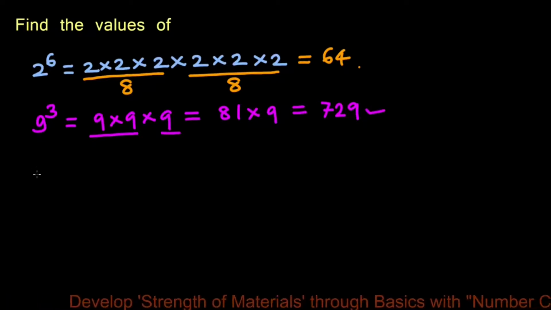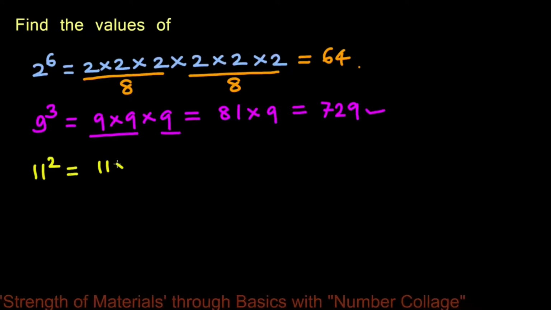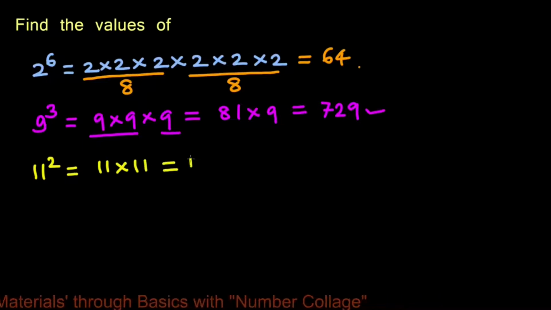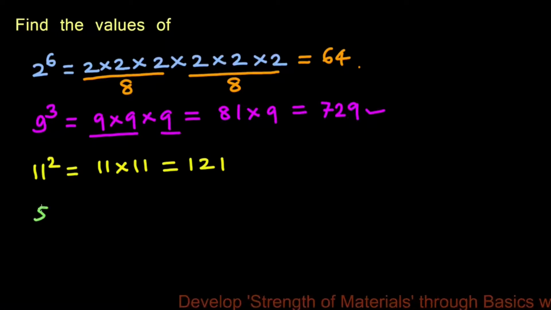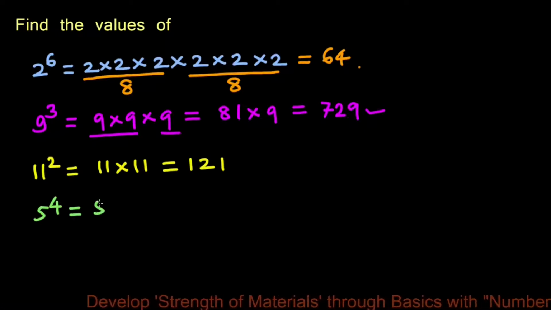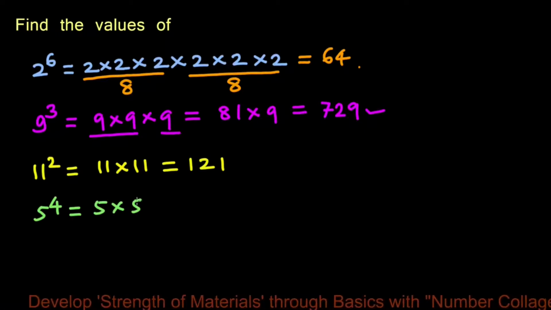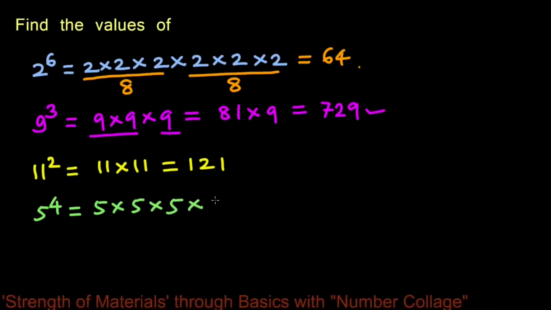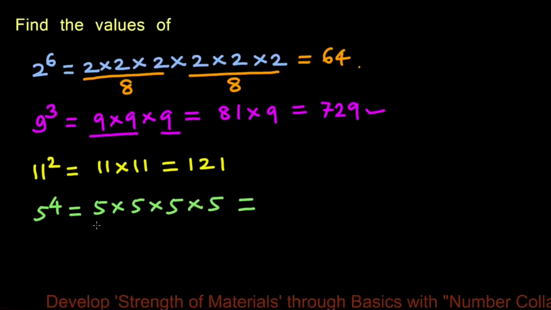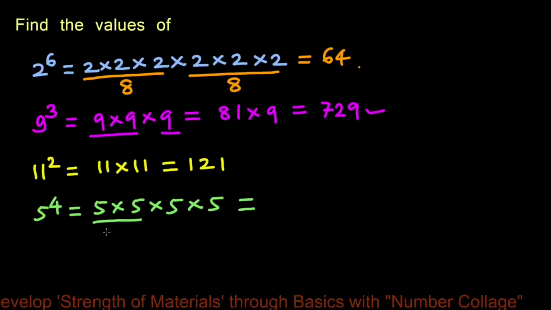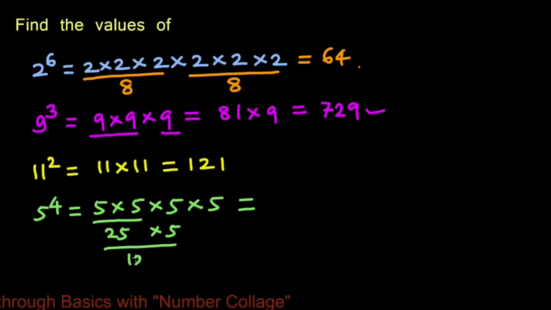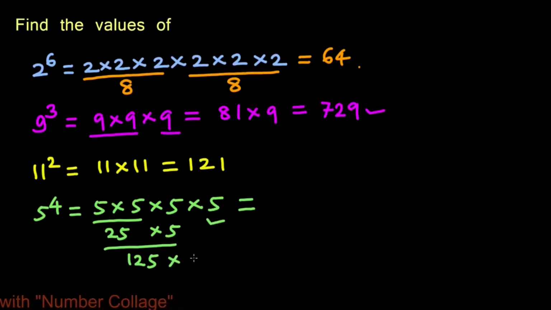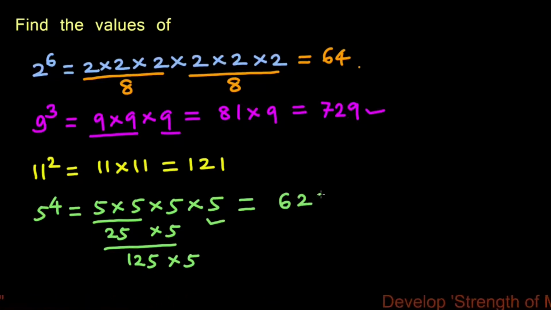Let us find 11 squared. It will be 11 multiplied by 11, which will be 121. Next, we have to find 5 raised to 4, which will be 5 multiplied by 5 multiplied by 5 multiplied by 5, 4 times. This 5 multiplied by 5 will be 25, multiplied by 5 will be 125, multiplied by this 5 will be 625.